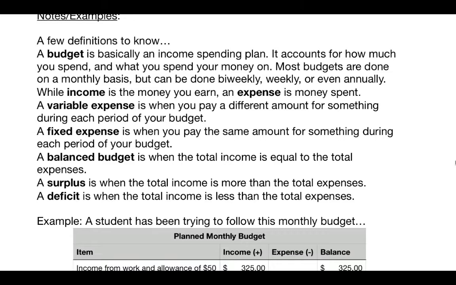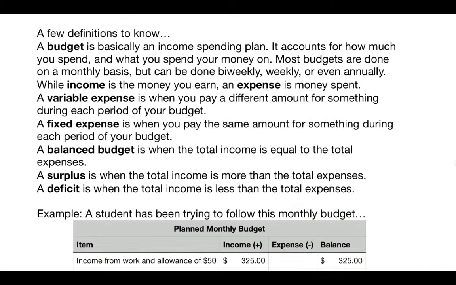Now, a fixed expense is something that is going to be the same amount during every period of your budget. Fixed expenses tend to be things like your rent, if you're renting a house, or if you are paying a mortgage, it tends to be the same amount every month. Cell phone bills can be fixed expenses as long as you stay within your plan. If you start to have extras like using extra data, then that can become a variable expense.